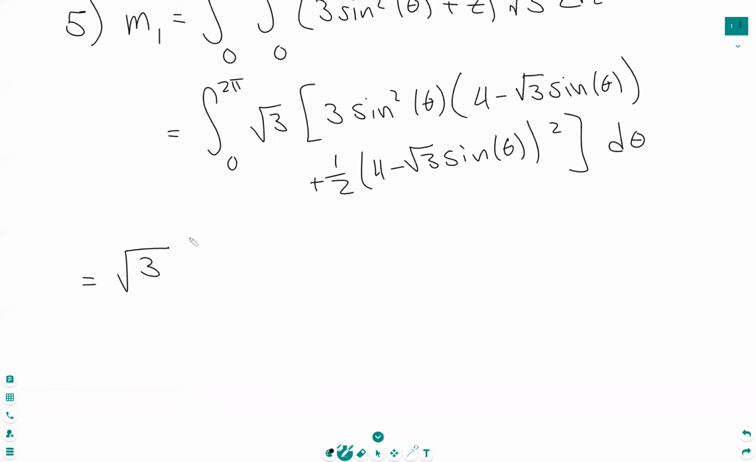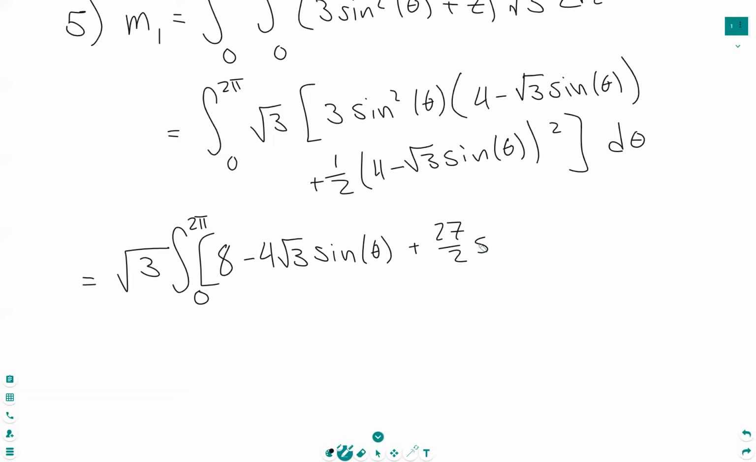Bring that root 3 outside. Integral from 0 to 2 pi of the quantity 8 minus 4 root 3 sine theta plus 27 over 2 sine squared theta minus 3 root 3 sine cubed of theta d theta.